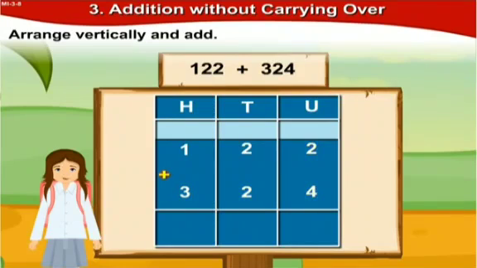Now 2 units plus 4 units is 6 units. 2 tens plus 2 tens is 4 tens. 100 plus 300 is 400. Which means the answer is 400, 4 tens, 6 units, that is 446.